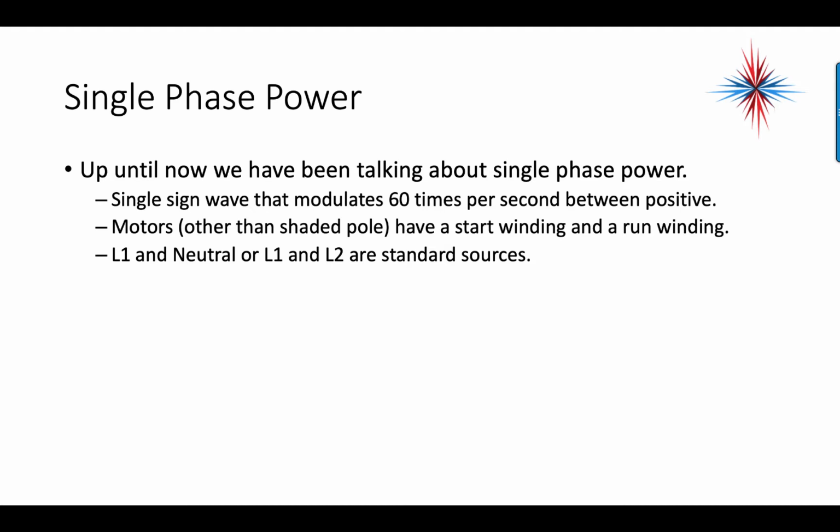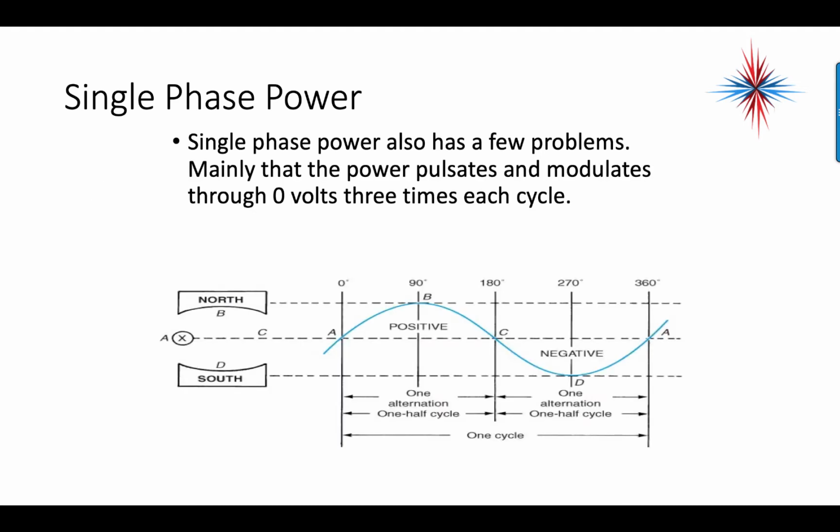It's a single sine wave that modulates 60 times per second, running between a positive and a negative. Motors, other than shaded pole, have a start winding and a run winding. L1 and neutral, or L1 and L2, are standard sources. This is an example of single-phase power.